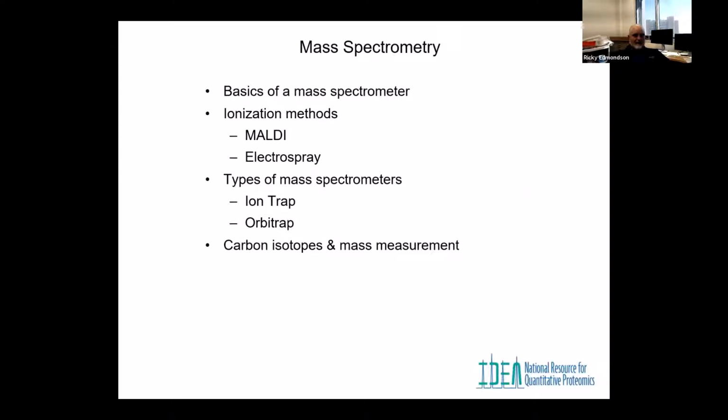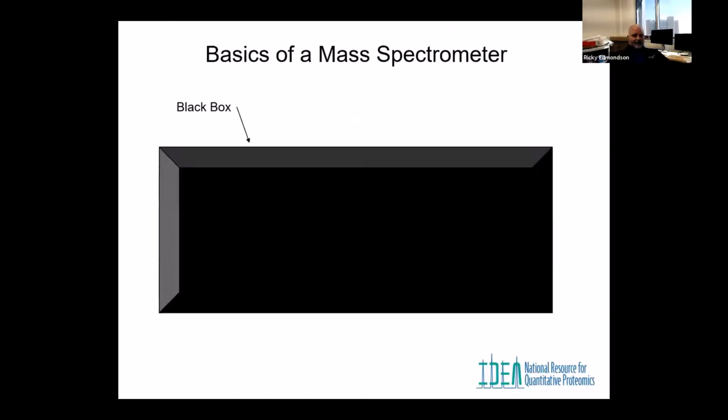So just an overview of what I'm going to talk about. I'm going to give the basics of the mass spectrometer, talk about the ionization methods, and mainly electrospray. I mention MALDI because I have to talk about the types of mass spectrometers, and then just a quick glimpse at some carbon isotopes. And so I like to hear myself talk because nobody else does. I am going to do my best to get us back on track and get through this pretty quickly. And so the first thing you need to know is a mass spectrometer is a black box.